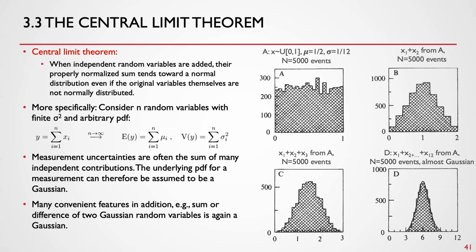This is important because our measurement uncertainties are often the sum of many independent contributions. You have a particle that goes through the detector. First, it has uncertainties from the parton shower, because we don't know exactly, if we reconstructed it, what the physics of the parton shower are. We only know it with some uncertainties. Now, it's certainly not Gaussian. Our knowledge about the parton shower is certainly not Gaussian. It's a complicated distribution.